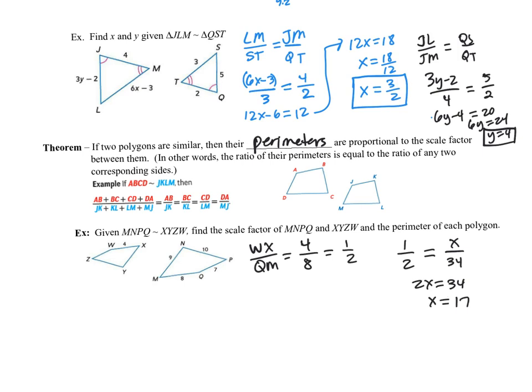So we can finish this off and say, we were asked to find the perimeter of each polygon. So we can say that the perimeter of the smaller quadrilateral, WXYZ, is 17, and the perimeter of the larger quadrilateral, XYZW, is 34.